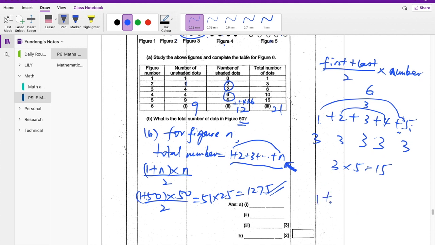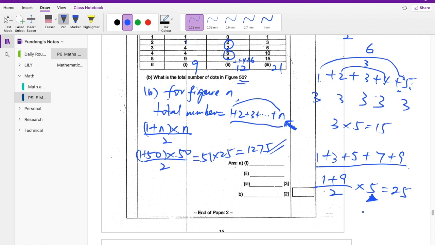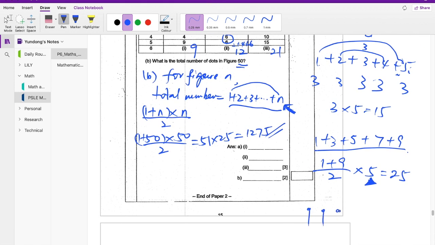Another example is 1 plus 3 plus 5 plus 7 plus 9. So you can do 1 plus 9 divided by 2 times the 5 numbers, so this is 25. And the critical part is you need to know how to calculate how many numbers there are. This is also easy. I'm not sure whether you still remember number of pins and number of intervals. You can calculate the number as the last minus first, divided by the interval, plus 1.